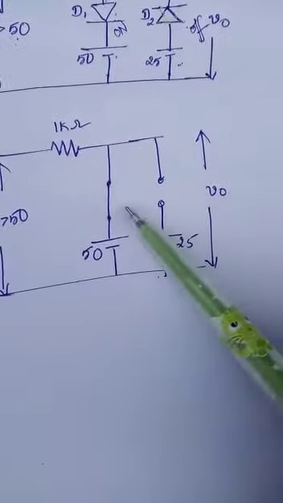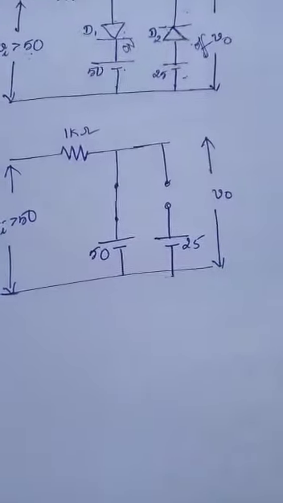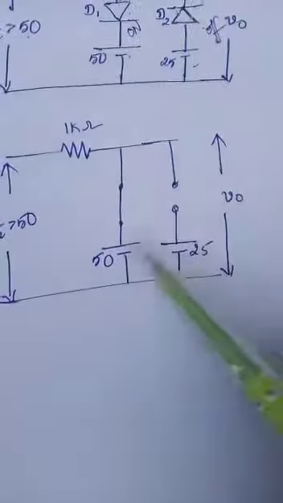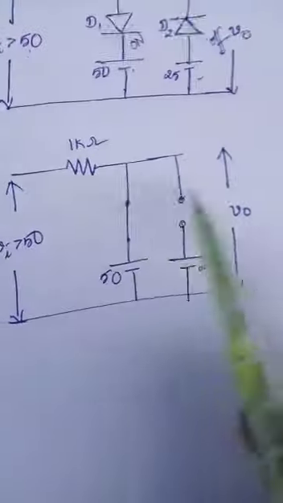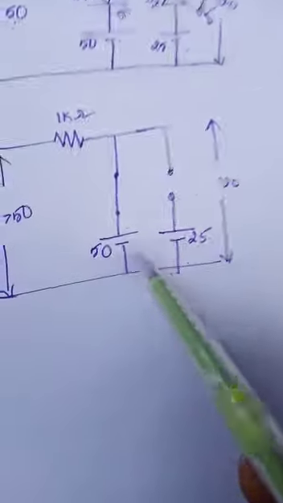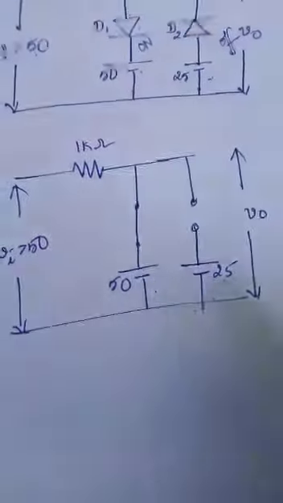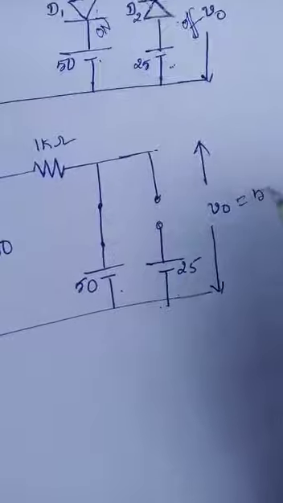Since diode D1 is in on condition, it is short circuited. D2 is in off condition, it is open circuit. So the output voltage is the voltage across the short-circuited terminal, that is 50 volts. So the output voltage is 50 volts.